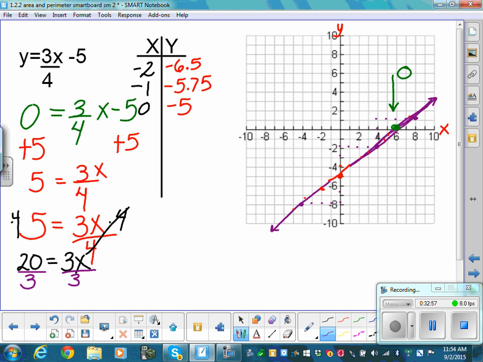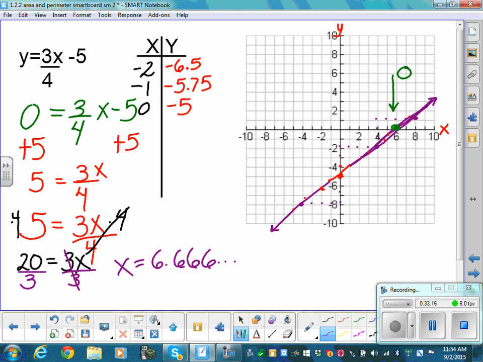Now that's not going to come out perfectly. So then our x is by itself. So 20 divided by 3. That's 6.66666. So I'm going to change it back to a fraction. It's 6.666, and then it goes on repeating. So it's crossing at about 6.6.